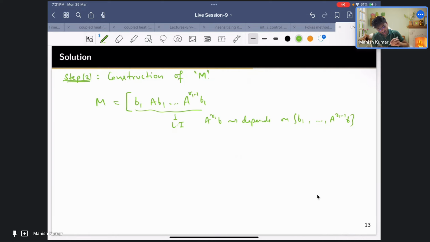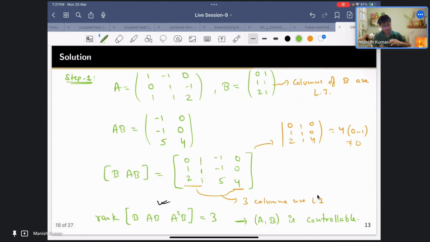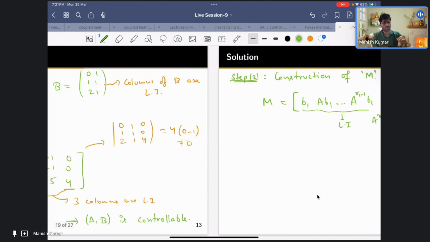Then you put B2. You do the same thing with B2. So you again take A B2 like this, till A^(r2-1) B2, and then again you choose B3. It will end finitely, because you know that the rank is going to be 3, so you will get maximum 3 columns. In n dimension you will get n columns.